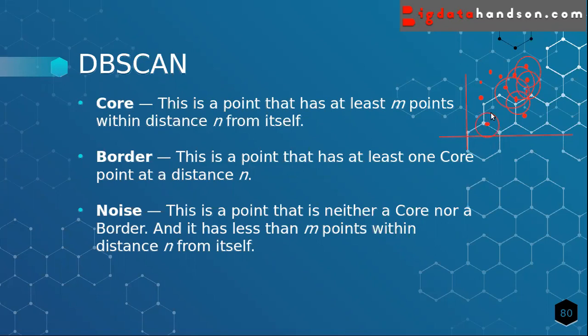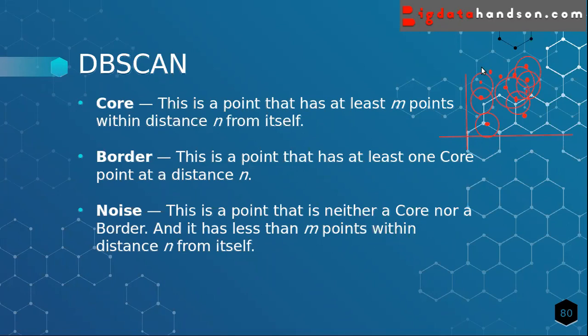And if you draw a circle for this data point with the radius epsilon, you can see I'm drawing a circle, but this is a point that is neither a core nor a border, and it has less than m points. So we have less than m points, only one point here, no other points within distance n from itself. So this point is considered to be noise, and this point as well. So we don't have any points in the radius. Now this point may have a point, but it's also noise.